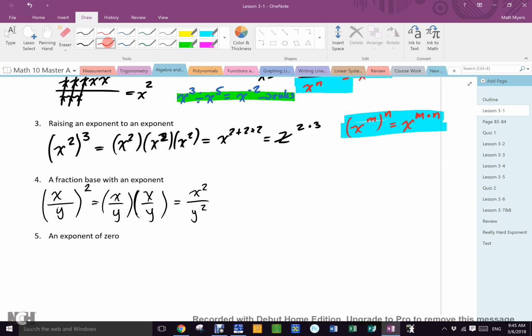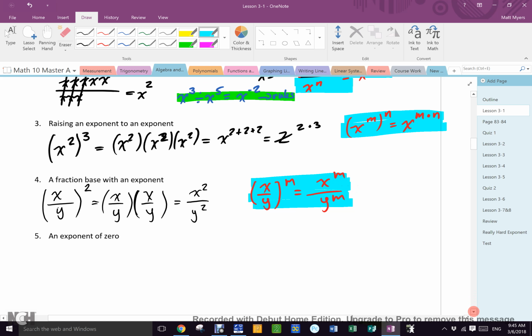What's the shortcut rule? X over y to the m is x to the m over y to the m. The m goes everywhere, or the exponent goes everywhere. Is everybody good with that one?